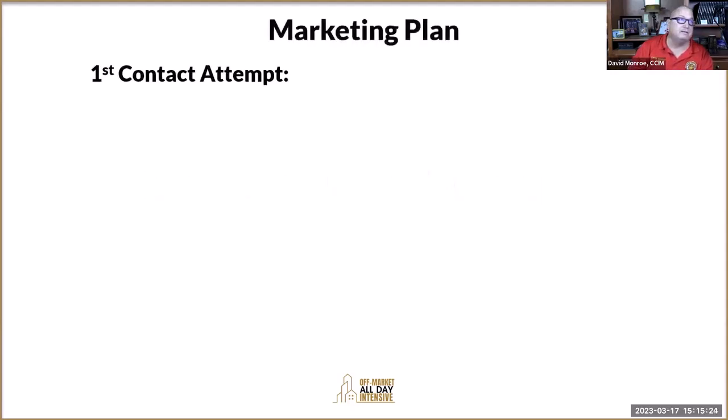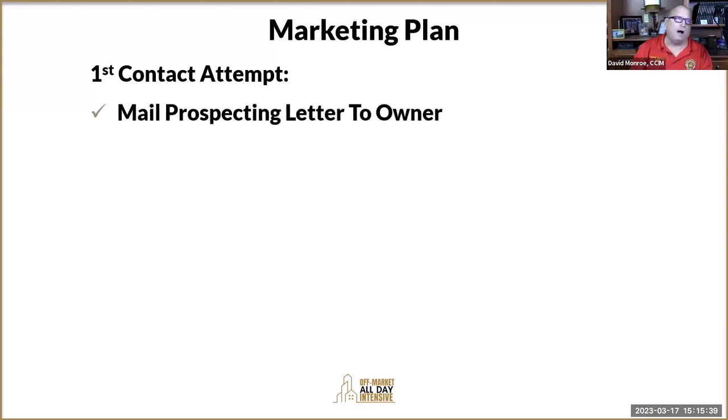Okay. So first contact attempt. We just got their contact information and now we're going to do our first outreach. So this first set of information, when I did this, I did it all on the same day. I would mail a prospecting letter to the owner. I would also call the owner that day. Normally I wouldn't get a hold of them. So if I didn't get a hold of them, I left a voicemail.